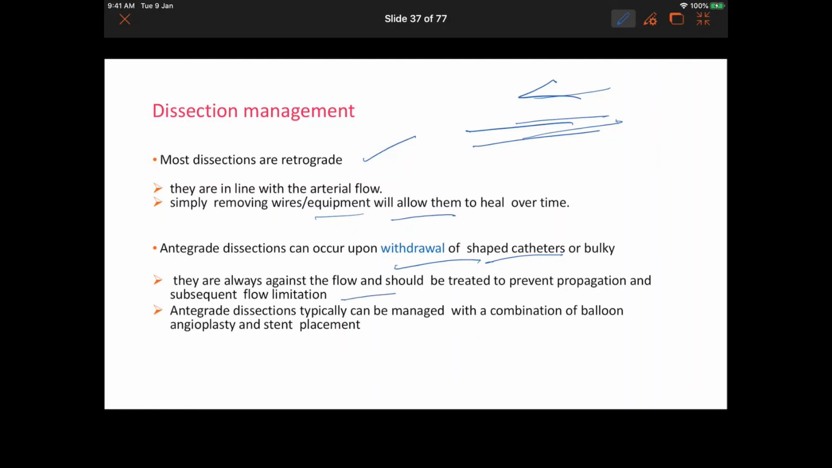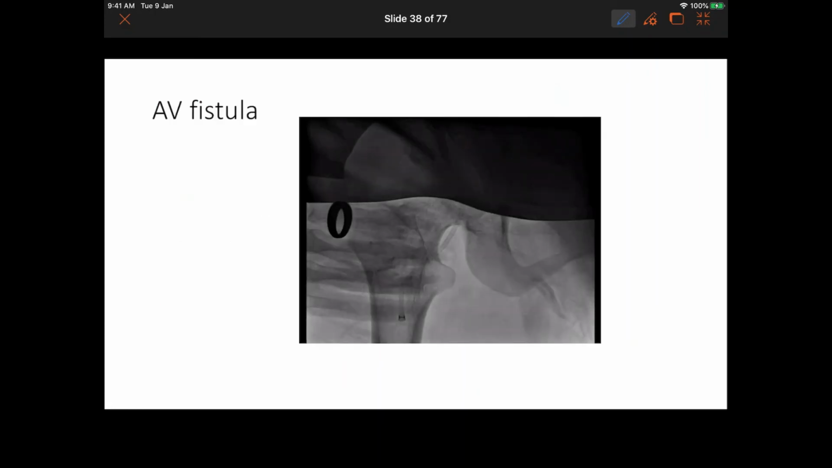So this is always against the flow, anterograde dissection, because the dissection mouth is kind of in phase with the direction of flow. So most of the time it will keep it open. The dissection flap will be kept open and can result in problems. So you can use a balloon angioplasty or a stent placement for the treatment.